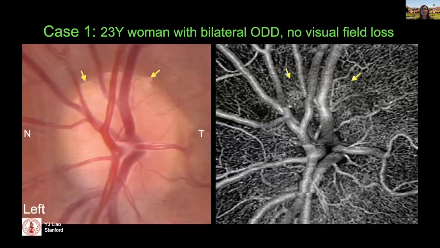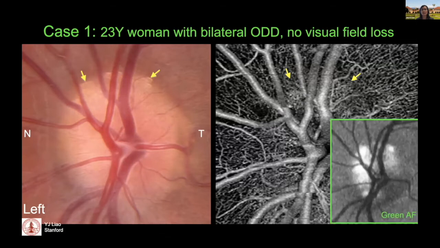Here is a single image of the left eye side to side. And then what we do is we take these OCT angiography images and look for any kind of areas of defects. So this angiography is a functional measurement. It depends on blood flow.